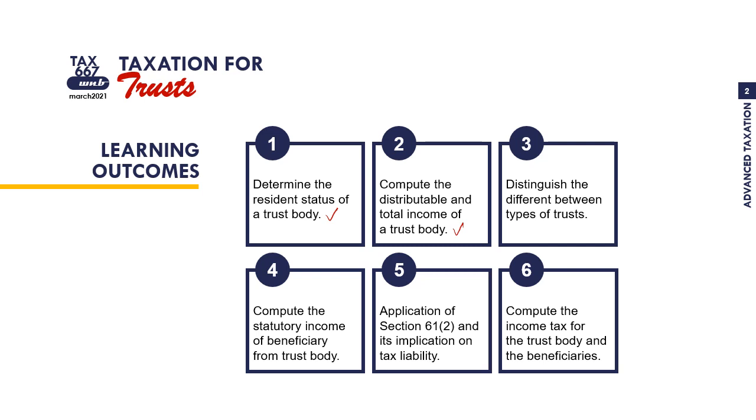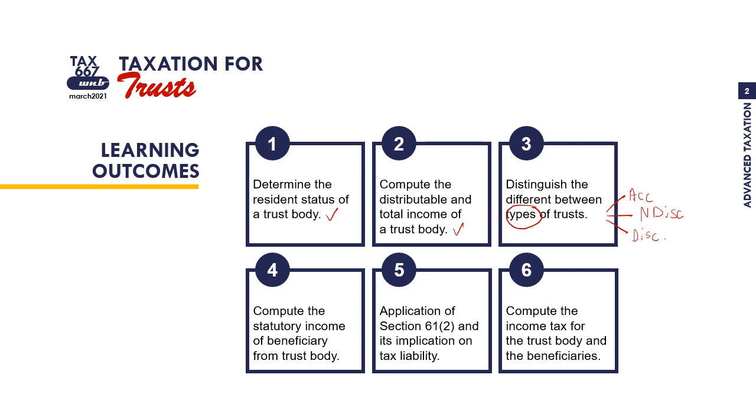Following this, we're going to discuss how to distinguish the difference between types of trust. Types of trust, here we have 3. We have accumulation trust. Second type of trust, we have non-discretionary trust. And the third type of trust, we have discretionary trust. So we are going to look into each of these in detail later.